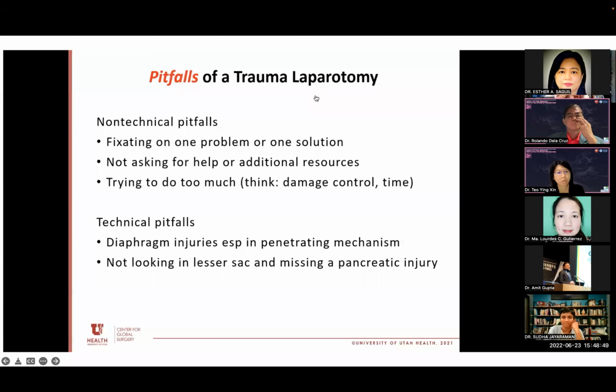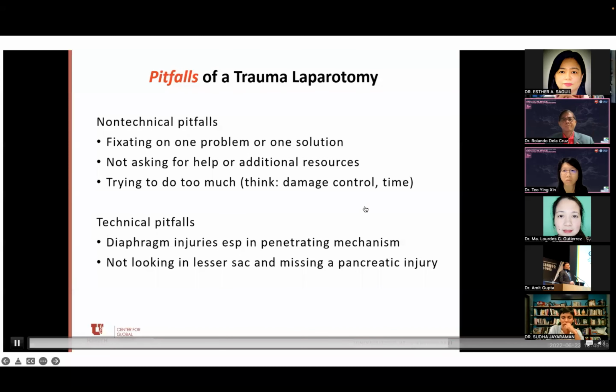Technical pitfalls are really important to think about. Missing diaphragmatic injuries, especially in penetrating trauma, is a risk. So cautiously and patiently looking at the diaphragm and palpating it is important. A small injury to the right diaphragm above the liver is not a big deal, but you need to be thinking about where these injuries are and how you're going to fix them. And typically just a running stitch is perfectly fine.